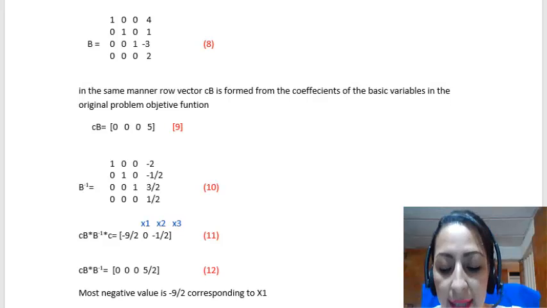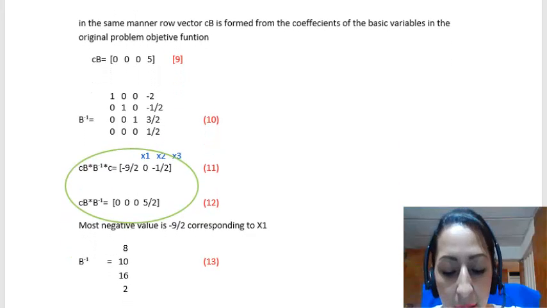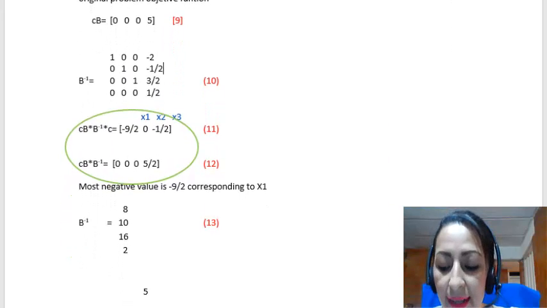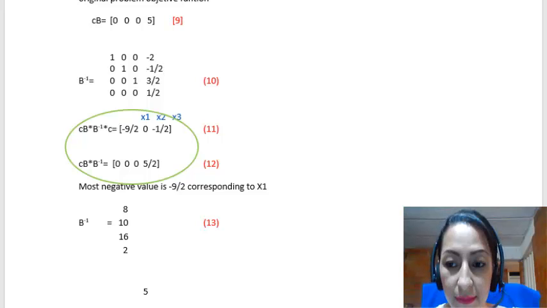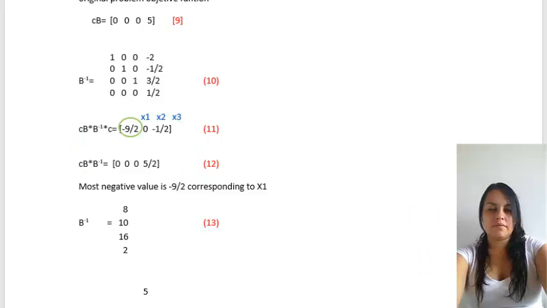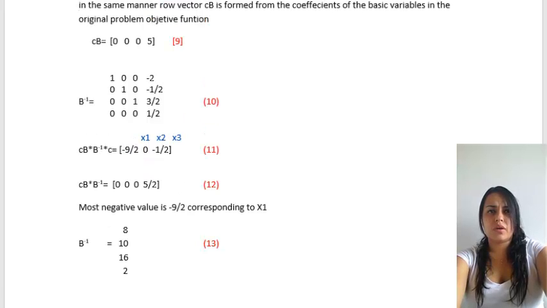Once I get to this point, I will look at my two vectors that are representing the optimality conditions. Notice that I still have a negative number in here and in here. Everything else is positive and this one is much more negative. It's corresponding to x1, so x1 will enter the basis. To identify the leaving variable, I have to do additional calculation.